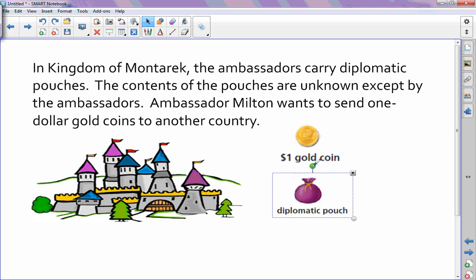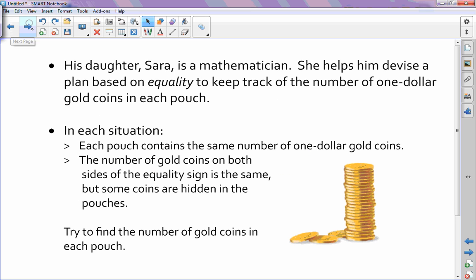So you see we have our coins represented by this little yellow coin and our pouches represented by this little purple bag. So his daughter Sarah is a mathematician. She helps him devise a plan based on this word called equality to keep track of the numbers of $1 gold coins in each pouch. So each scenario has the same kind of thing going on. Each pouch contains the same number of $1 gold coins, and the number of gold coins on both sides of the equality sign is the same. However, some coins are going to be hidden in those purple pouches that we saw on the first screen. So let's try our first example to find the number of gold coins in each pouch.